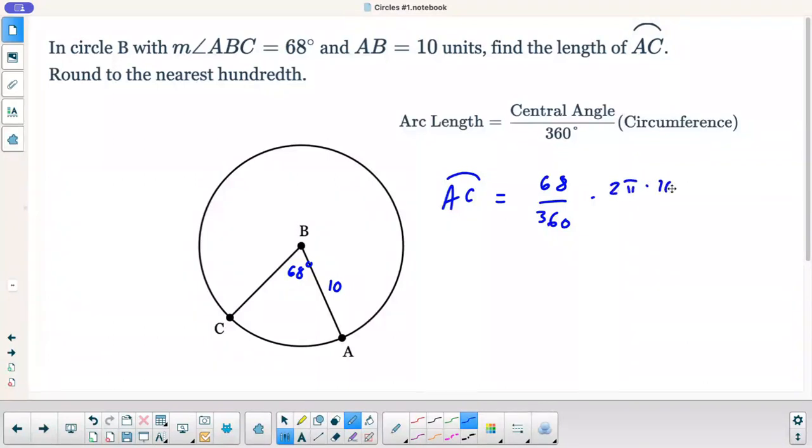Okay. So if you go ahead and take your calculator and multiply that all out, it says round to the nearest hundredth on this. So I'm going to do 68 over 360 times 2 times pi times 10. So use the pi button. Don't use 3.14. Arc AC equals 11.87. And you know what? I probably shouldn't use equal because I rounded. I should probably use approximately.